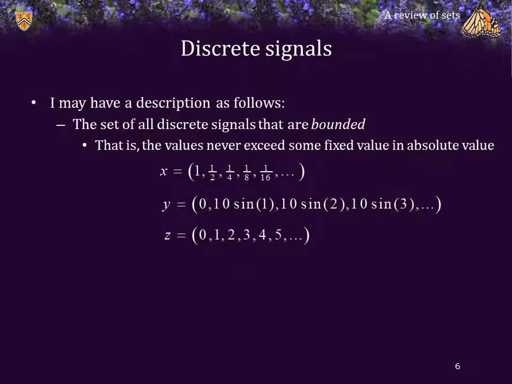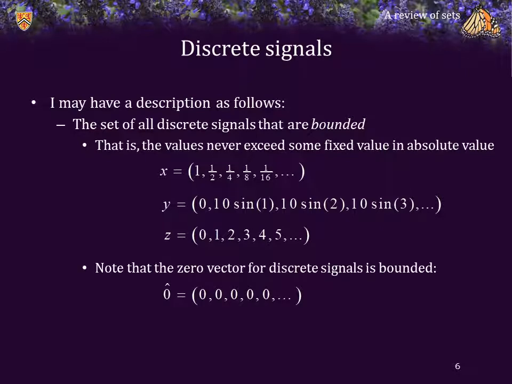Here, on the other hand, is a discrete signal that, assuming it continues to increase, is not bounded. So this is an example of a signal that would not fall into the set of all bounded signals, because this signal ultimately goes to infinity. Note that the zero vector for discrete signals is bounded, because given any positive value, all entries are less than that positive value in the zero signal, or the zero vector.